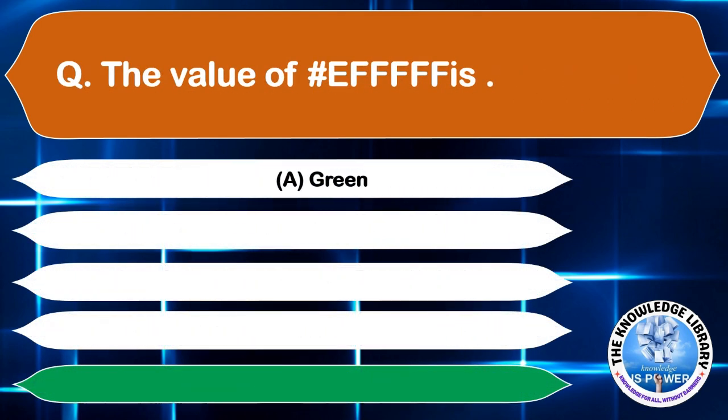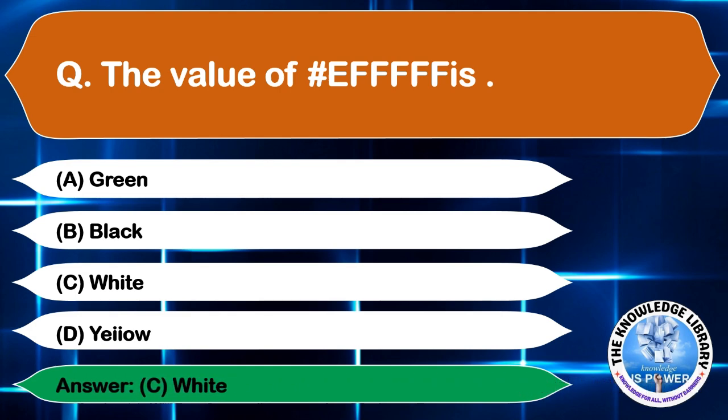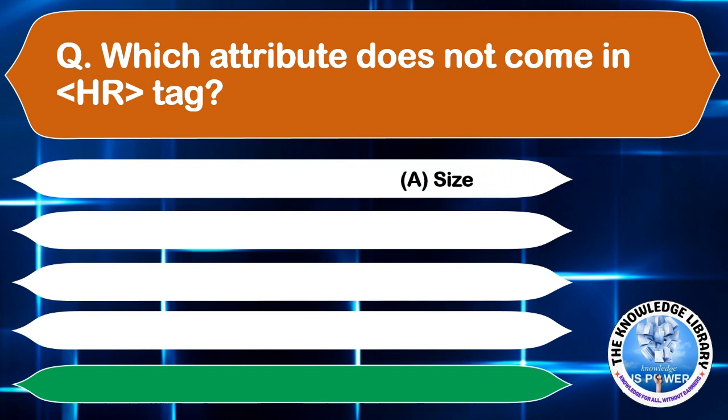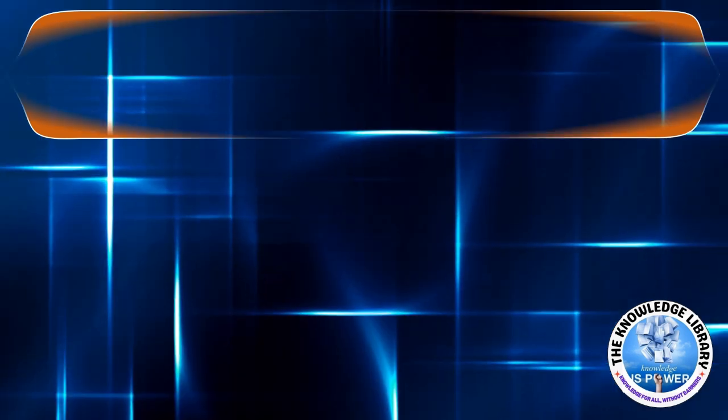The next question is, the value of hashtag FFFFFF is option A, green, option B, black, option C, white, option D, yellow. The correct answer is option C, white. The next question is, which attribute does not come in HR tag? Option A, size, option B, color, option C, width, option D, length. The correct answer is option D, length.